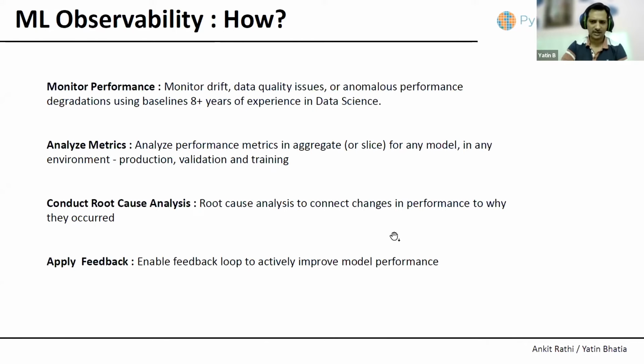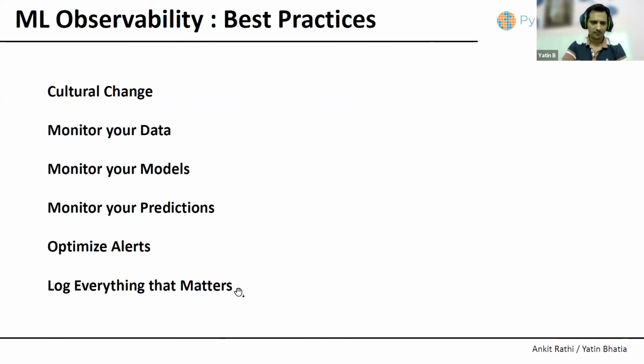Root cause analysis: you have to determine why this drift has occurred, whether the business has not told you, or something in the pipeline was missed. Apply feedback, the most important part. You have determined the drift, but you have to apply the feedback mechanism so that next time the model will cause only good predictions, and it will not cause bad predictions.